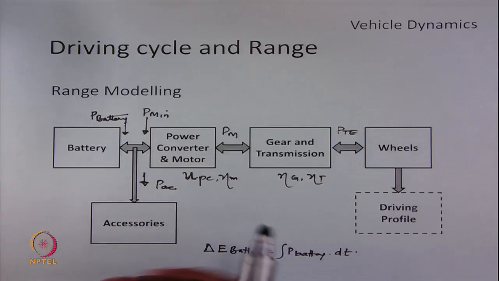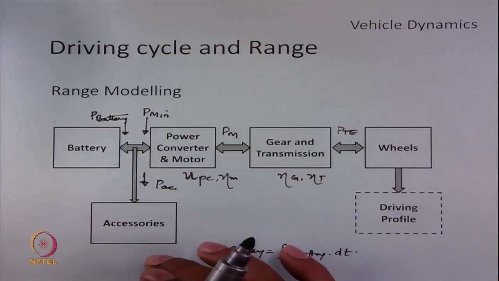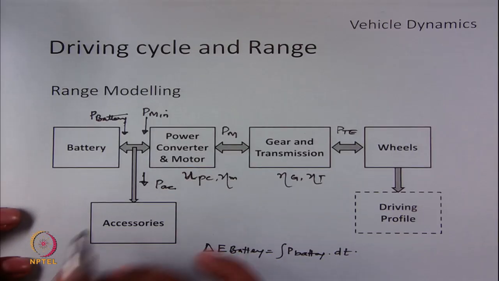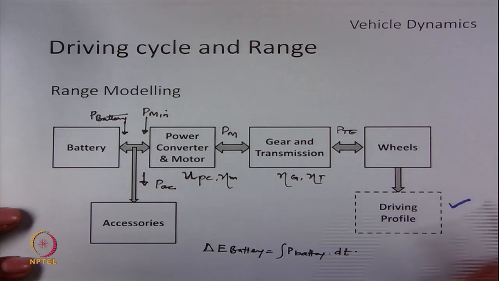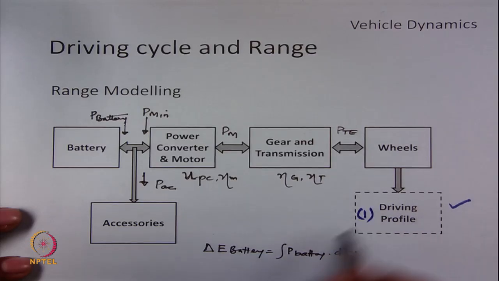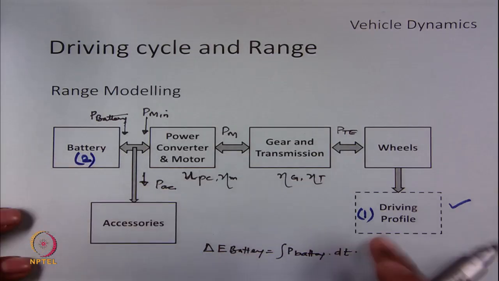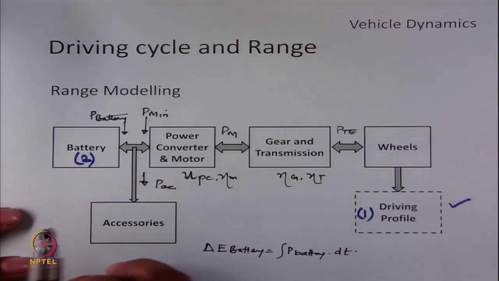So, how to calculate the range of a vehicle? When we want to calculate the range of the vehicle, the first thing we have to define is the driving profile. So, this is the first thing: on what driving conditions you are checking the range. Secondly, what is the battery capacity? These two things are important to start with, and should be known initially.